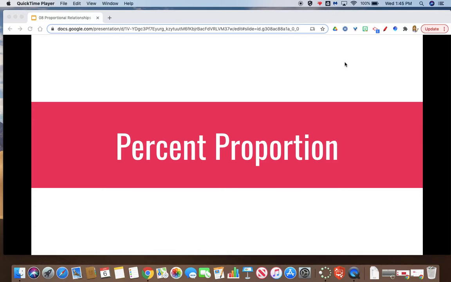Hi, sixth graders. This is Mrs. Gall. Today we're going to talk about percent proportion. Go ahead and open up to a fresh page in your notebook, put this title at the top, and press play when you're ready to continue.